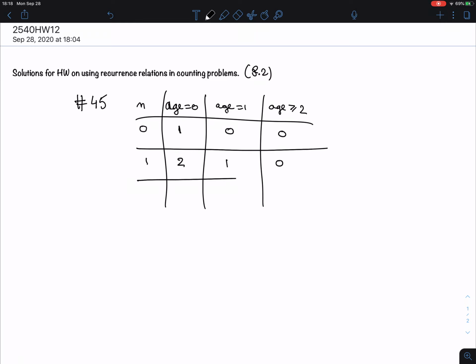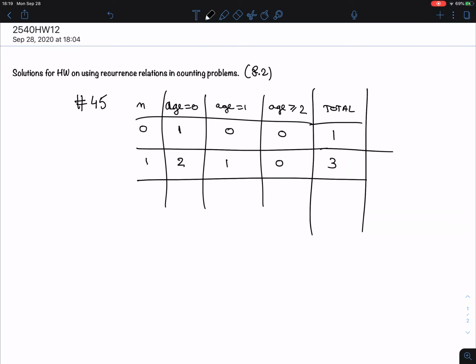Okay. Now, you might say, okay, what do we do with these numbers? What we really want to know is the total, right? How many are there of all these possible ages? So we divide the ages into age 0, age 1, and age at least 2. You can say newborn, adolescent, and mature, if you want to put nice words on it. The total, of course, is just the sum of these. So there's 1 here, and at this moment there's 3 there.